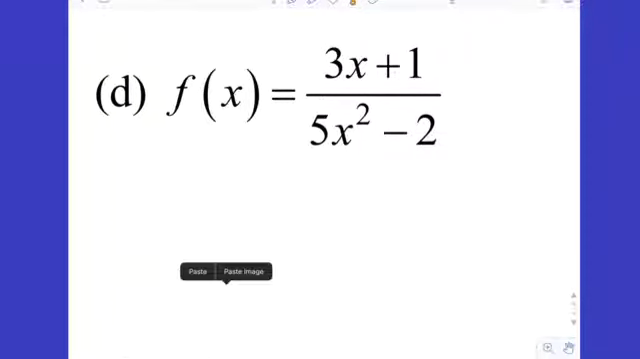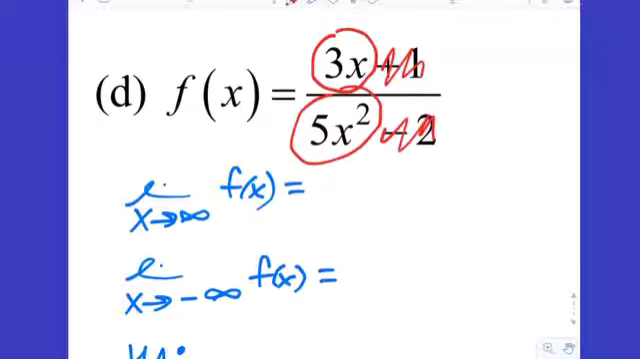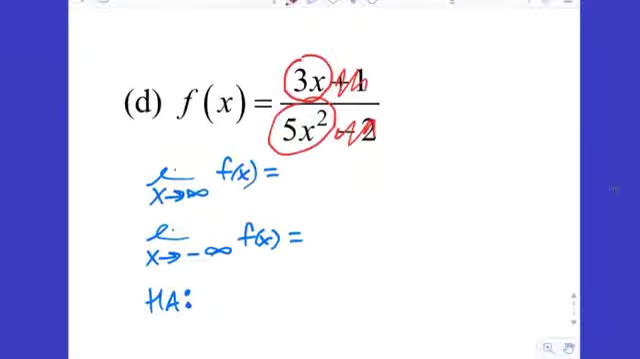What would be the limit as x goes to infinity on this one? Well, now we have a ratio again. So I got to look at the leading terms in the top and the bottom. So I look at the 3x and the 5x squared. The +1 and the -2 for huge values of x, practically insignificant. Now, which one grows faster for huge values of x? X to the first or x squared? X squared. So what's happening to your ratios when the denominator gets bigger faster than the numerator? It gets smaller and smaller, approaching what? 0. So the limit as you go out to the right is going to be 0.